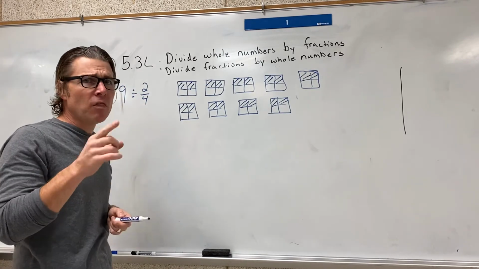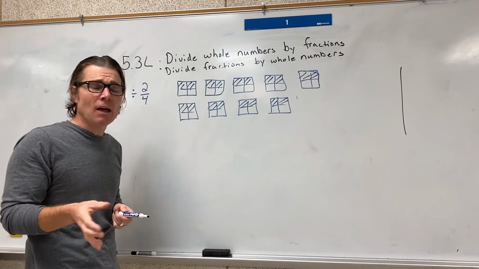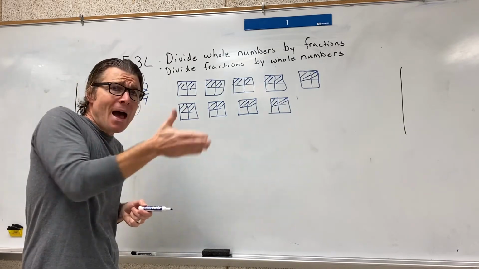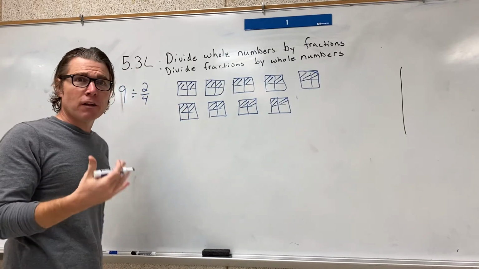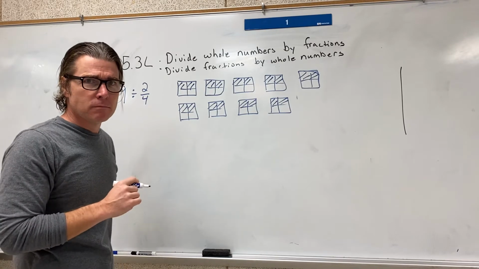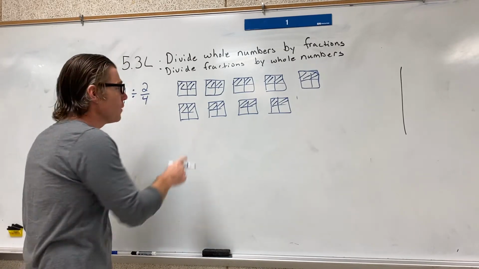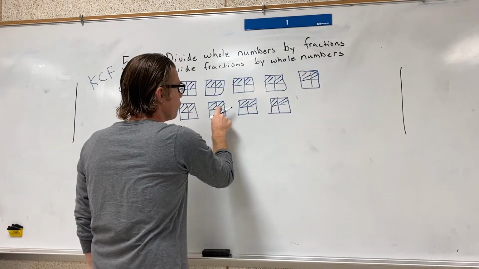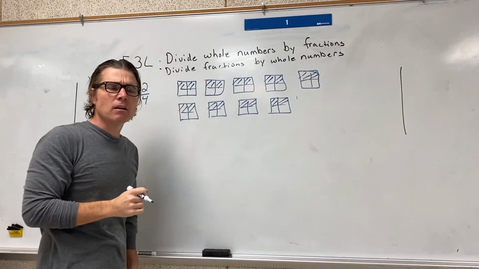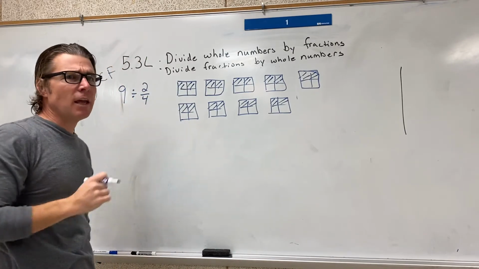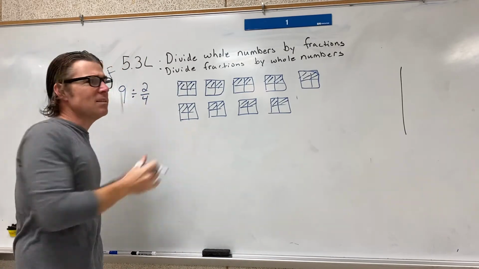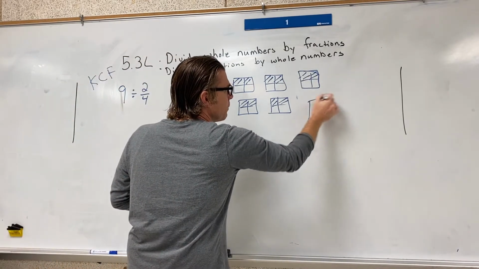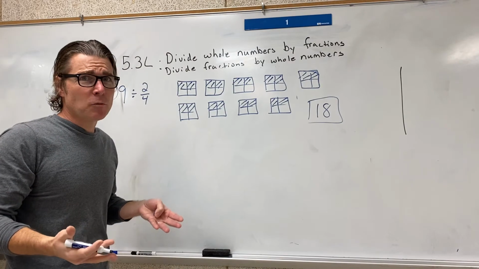Now math comes down to one thing, and that's counting. If you can count, you can do math. If you can't count, you can't do math. You're either counting forward up the number line or back down the number line. On this one, we're counting forward, and we're counting by ones. 1, 2, 3, 4, 5, 6, 7, 8, 9, 10, 11, 12, 13, 14, 15, 16, 17, 18. I counted 18 shaded pieces of the 9 wholes. So I'm going to put 18 right here because 18 is my answer to this problem.